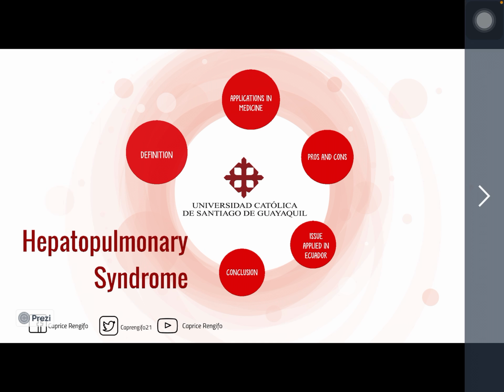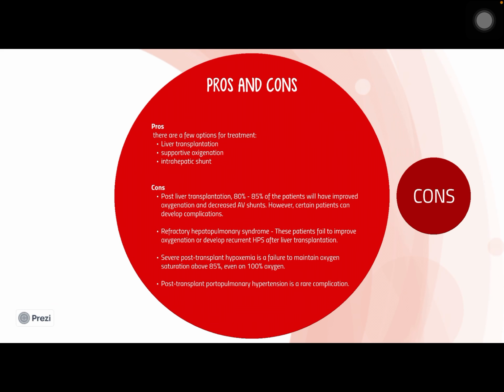Pros and cons. The pros: there are few options for treatment. One of them is liver transplantation, which is the most efficient. The second one is supportive oxygenation, and the last one is intrahepatic shunt.